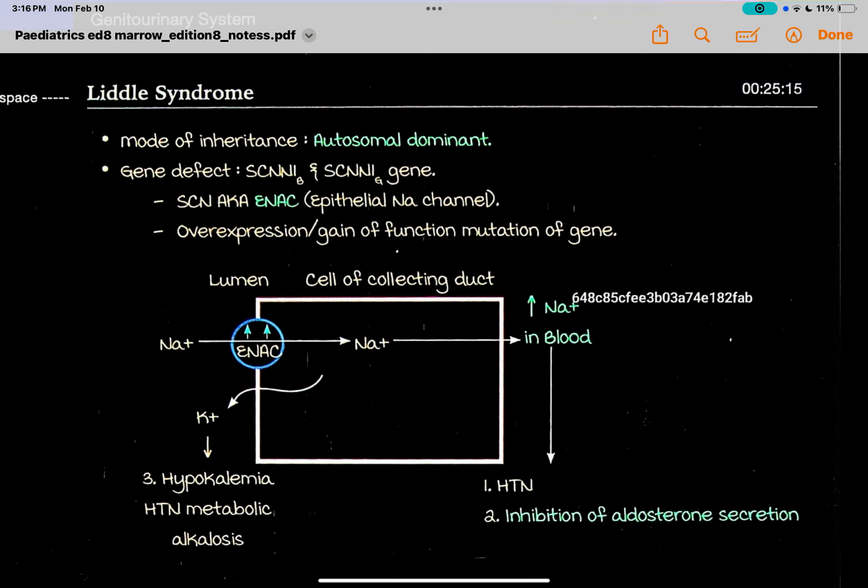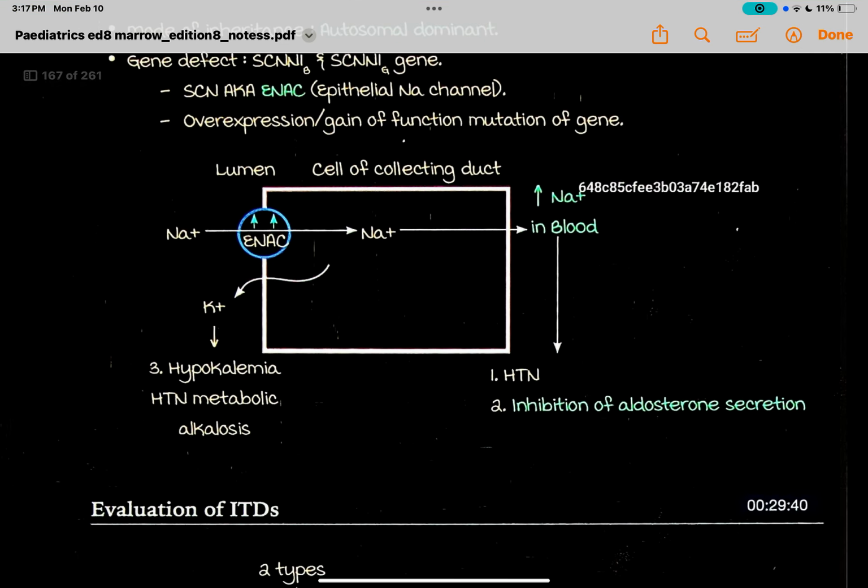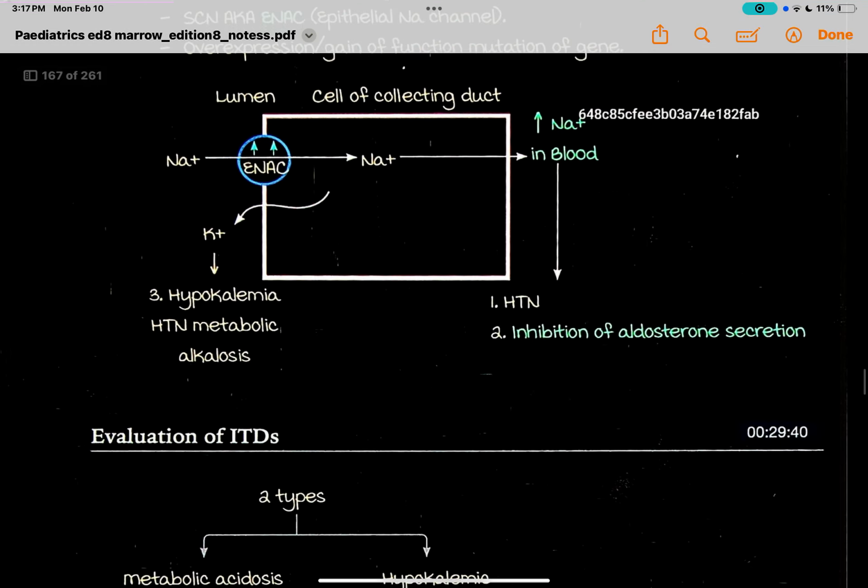SCN is also known as ENaC, the epithelial sodium channel. There is overexpression, a gain of function mutation of the gene. Here is the lumen and cell of the collecting duct. Sodium goes through the epithelial sodium channel into the cell and then to the blood, so there is increased sodium. Potassium is being excreted, causing hypokalemia, hypertension, metabolic alkalosis. You have hypertension in this condition because of increased sodium in blood, with inhibition of aldosterone secretion. Gene defect is SCNN1B and 1G. Because of potassium secretion you have hypokalemia, hypertension, metabolic alkalosis.